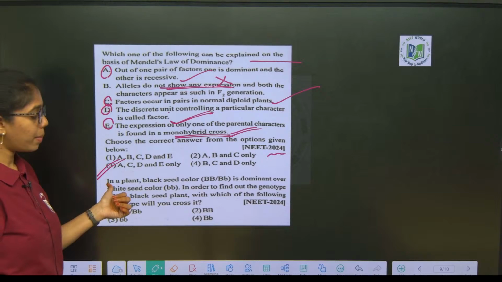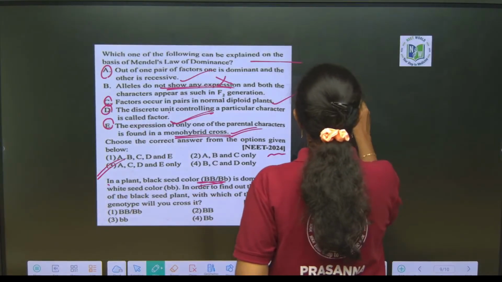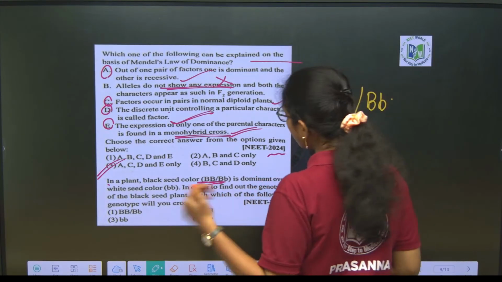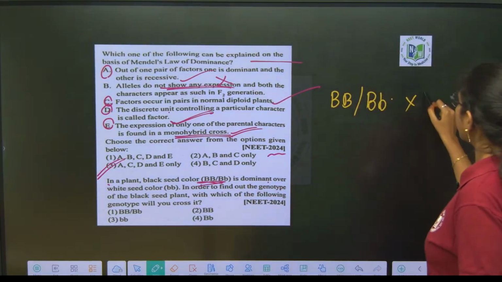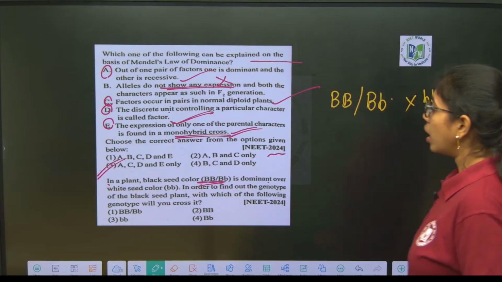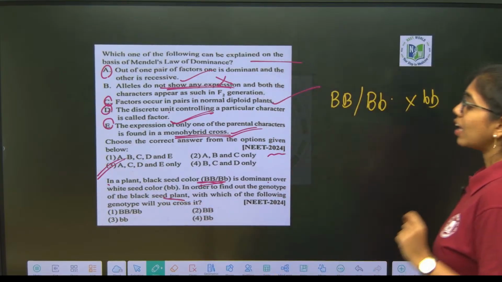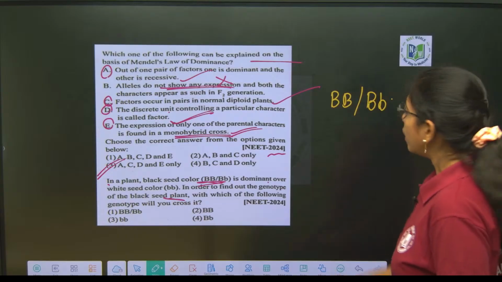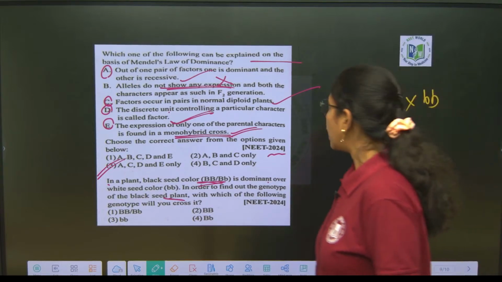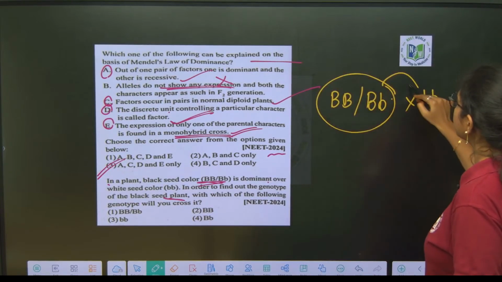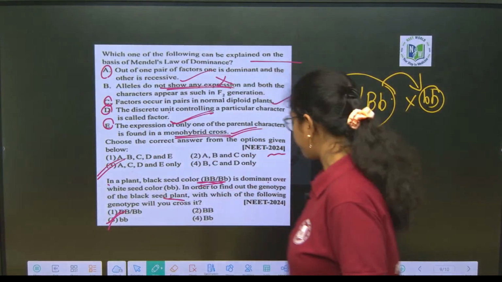In a plant, black seed color can be homozygous or heterozygous. It is a dominant phenotype over white seed color. White seed color includes the homozygous recessive condition. In order to find out the genotype of the black seed plant, with which of the following genotypes will you cross it? Okay, to identify the genotype, what is the cross that we are doing? Test cross. Test cross means this has to be crossed with the recessive parent. So, the right answer here will be option 3, small b, small b.